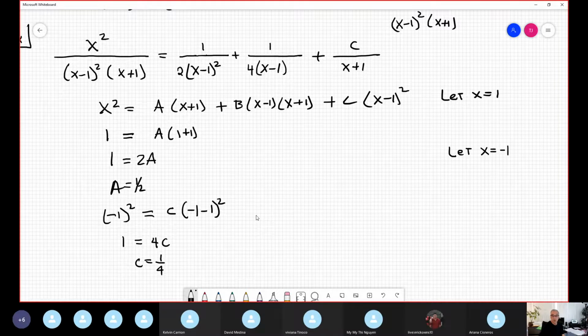Oh, but unfortunately, we have only 2 smart values. Okay, I have no more smart value. No problems, because we can use another value.